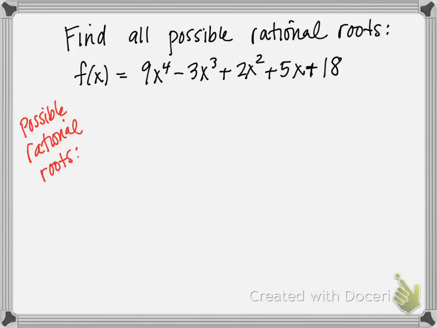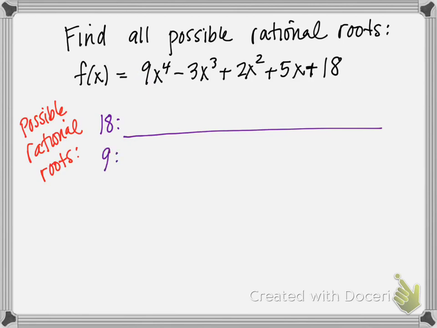So in this example, we're given a polynomial and we're asked to list all of the possible rational roots. The theorem says to write the possibilities as a fraction and then simplify them. Your numerator will be factors of the constant term, and your denominator will be factors of the leading term.